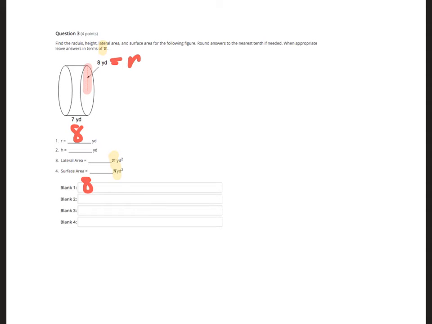The next thing they want is the height of our cylinder. So they want to know how far away are those two circles from each other. Well, the only other number we have here is 7. So 7 is going to be our height. So we'll type in 7 for the second blank.